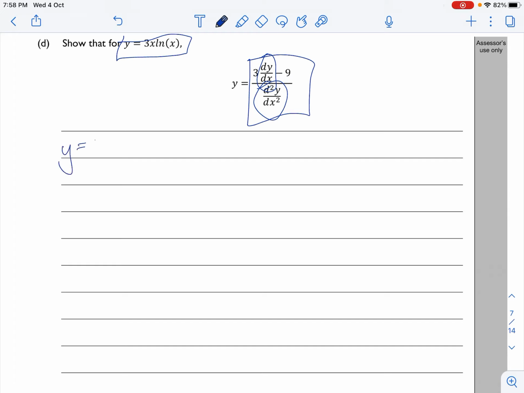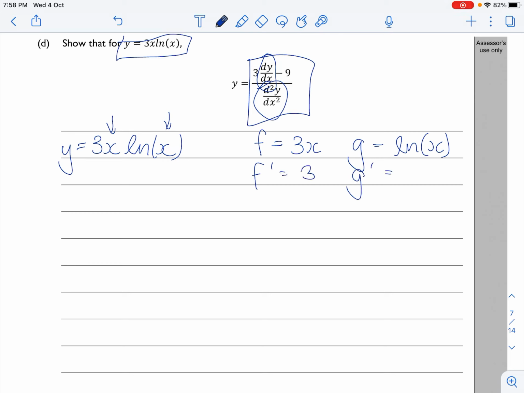So y equals 3x ln x. Now, there's just one term there. There's no pluses or minuses or anything like that. But I can see x appearing twice. So that means I'm going to be using the product rule. So f is going to be 3x, g is going to be ln of x. f dash is 3, g dash is 1 over x.